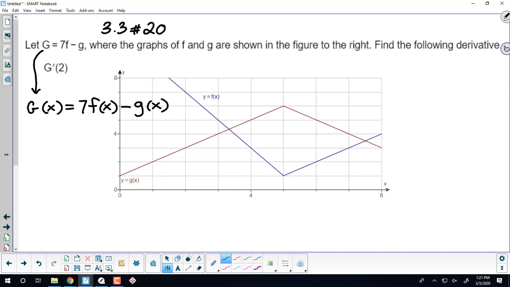So in order to find G prime of 2, we first need to figure out what G prime is. Capital G prime is equal to what? It would be 7f prime minus g prime of x. Okay, good, yeah. So 7 times a function of x, the constant doesn't get affected by the derivative. What's the derivative of f? We're just going to call it f prime, minus the derivative of g, which is g prime.